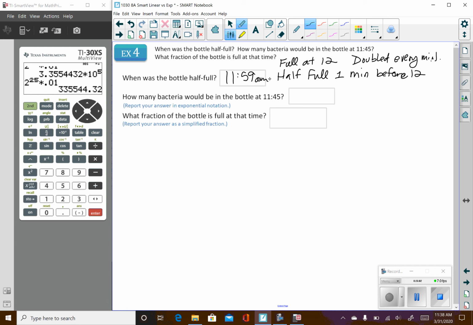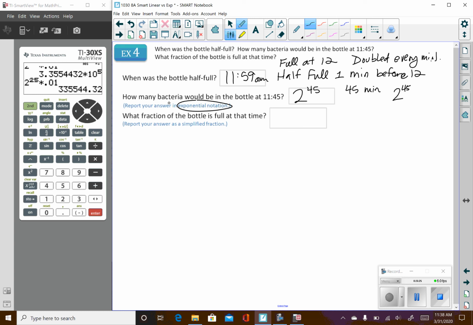All right, how many bacteria would be in the bottle at 11:45? Well, 45 minutes have passed, so that's 45 doublings. So that's 2 to the 45th power. It didn't want you to even put that in your calculator. It just wants it in exponential notation. So you would just literally type in 2 to the power 45.